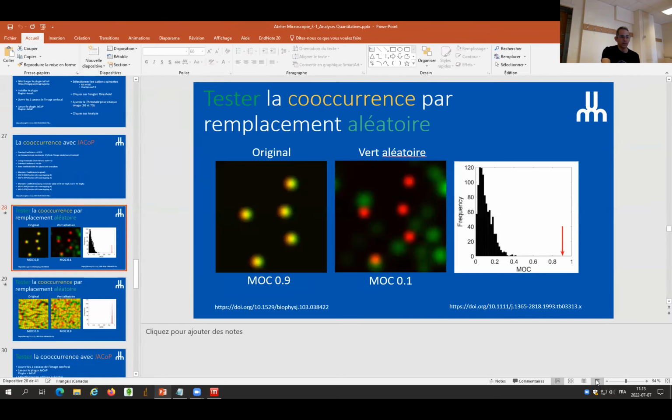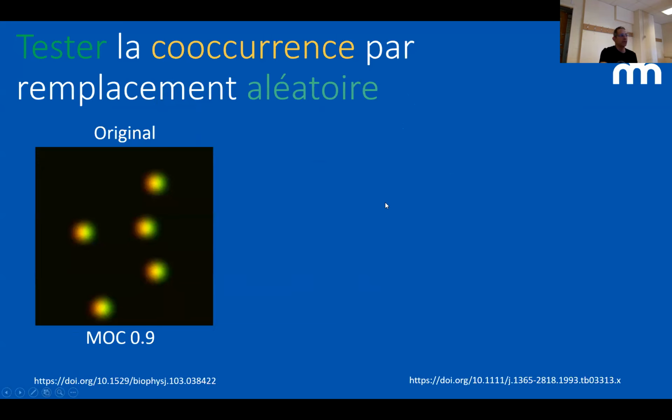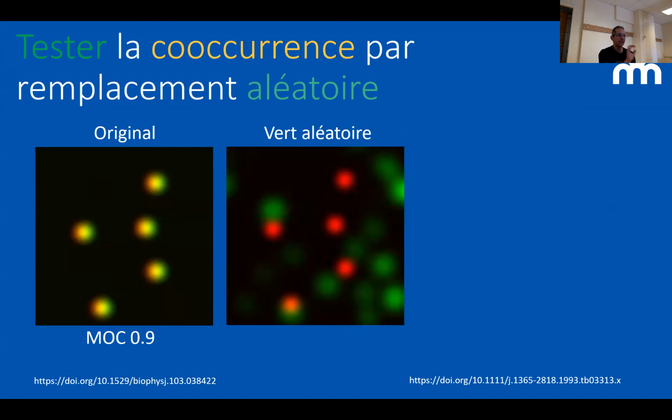All right, I'm going to move next to an important thing: how do you test whether what you are measuring is good or not? For example, in this image, you have a Manders' overlap coefficient of 0.9, showing that the two dots are really overlapping each other. If you take the green and scramble the same pixels, so you move the dots around in a randomized fashion, and recalculate the MOC, you see that your MOC is 0.1.